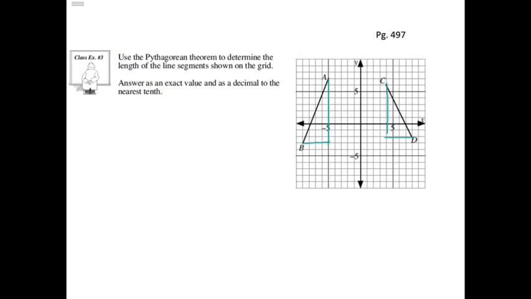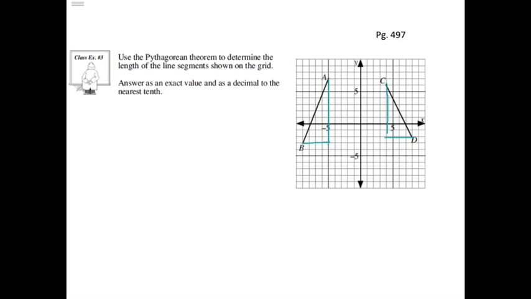Use the Pythagorean theorem to determine the length of the line segment shown on the grid. Answer as an exact value and as a decimal to the nearest tenth. In order to use the Pythagorean theorem, you have to turn these line segments into triangles, and I've done that for you right here.